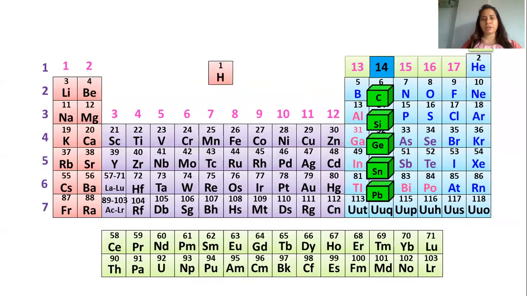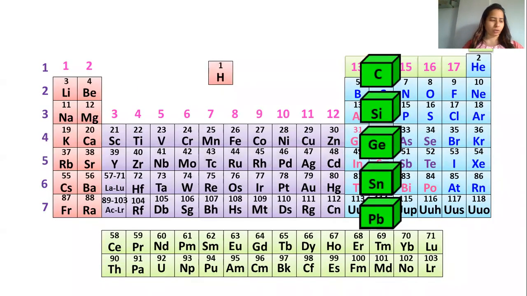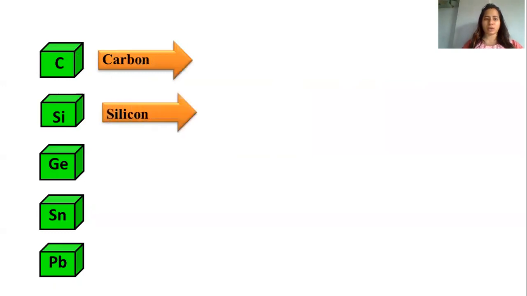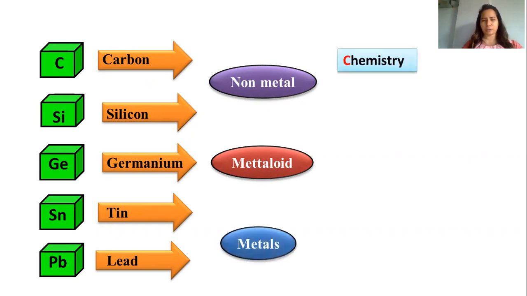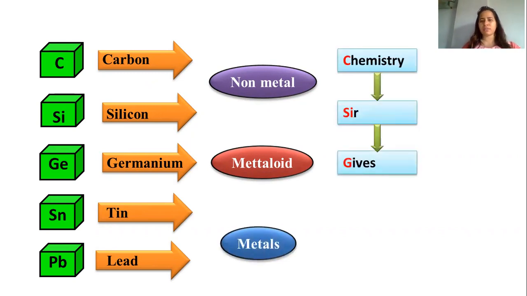When I say group 14, you can see in the periodic table, group 14 elements are what? Carbon, silicon, germanium, tin, and lead. So here when I say carbon and silicon, they are non-metal. Germanium is a metalloid. Silicon also we sometimes consider as a metalloid only. Tin and lead are also metals. So you can see this can be remembered in this way.